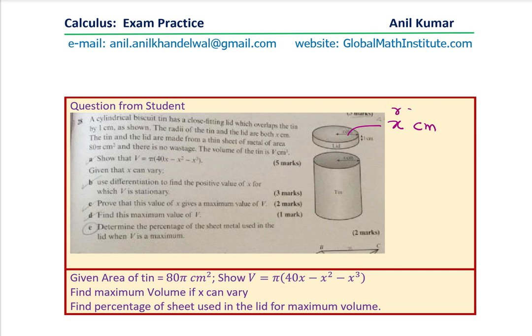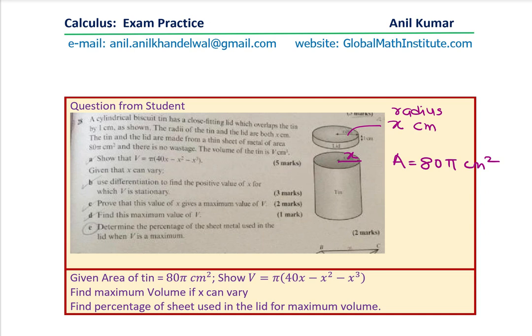That is radius. And this is also x centimeters. Now, the tin and the lid are made from a thin sheet of metal of area 80 pi centimeters square, right? So area we are given as 80 pi centimeters squares.